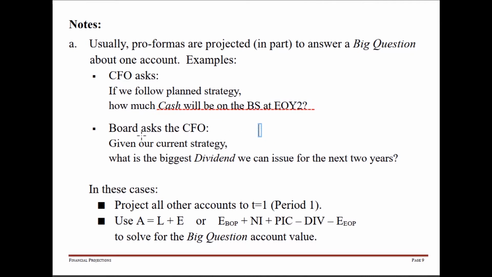Another thing that's very common is the board could say to the CFO, given this current strategy, it's time to start issuing dividends. What's the biggest dividend we can issue for the next 2 years? So those would be examples of big questions. And when we have a big question on the table, you want to project everything but cash, and then use these two equations at the very end to help us solve for cash.